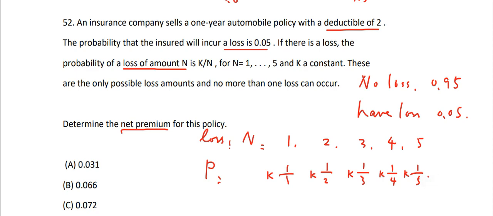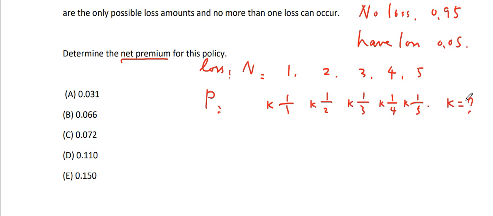So this k we need to find. We know all the probabilities for n equal to 1, 2, 3, 4 or 5 add up to 1, so we can find k. Let's find k first. We just add them up: 1 plus 1 over 2 plus 1 over 3 plus 1 over 4 plus 1 over 5, and this equals 1 over k. So k is 1 over this number. Okay.